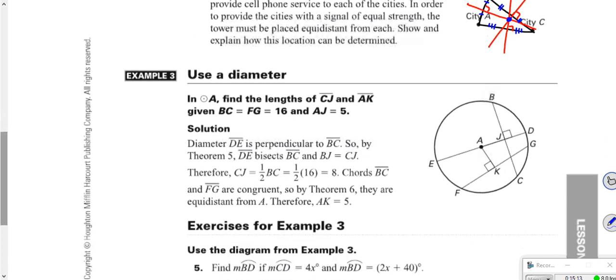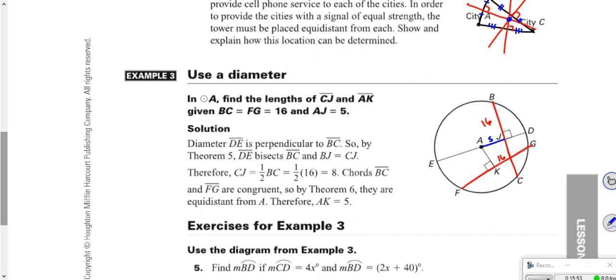Now using diameter. In circle A, find the lengths of CJ and AK. Now we're talking segments here. Given that the length of BC equals the length of FG, which is 16. So let me first mark that. So BC, this whole segment is 16, and that is congruent to FG, which is also 16. And AJ, this little part in here, it says is 5.